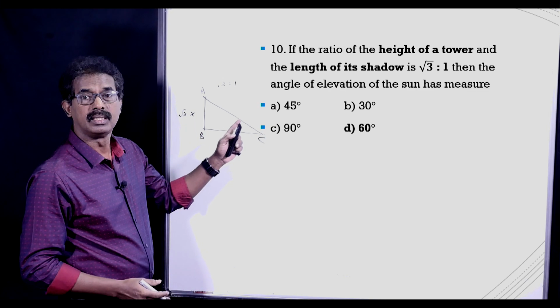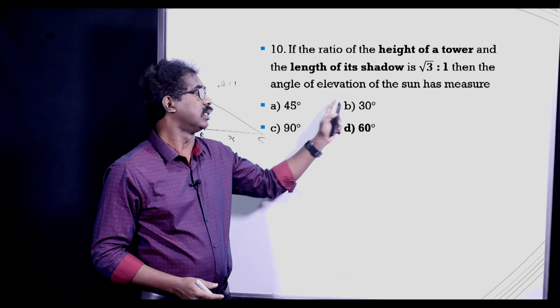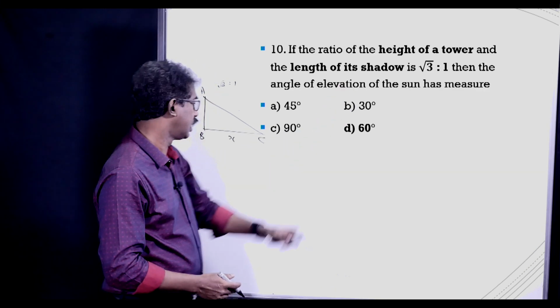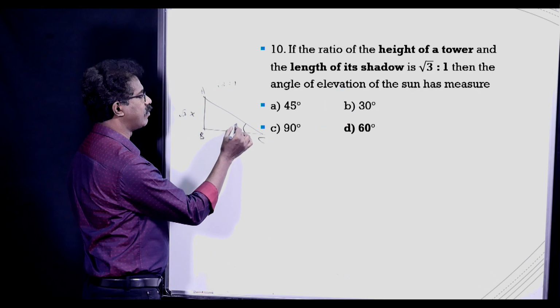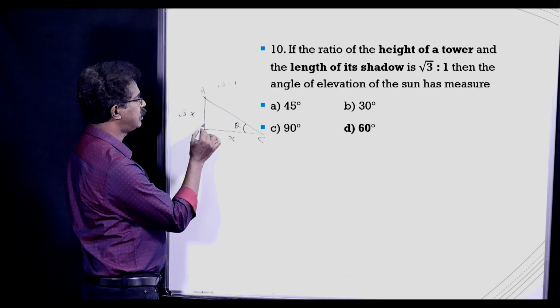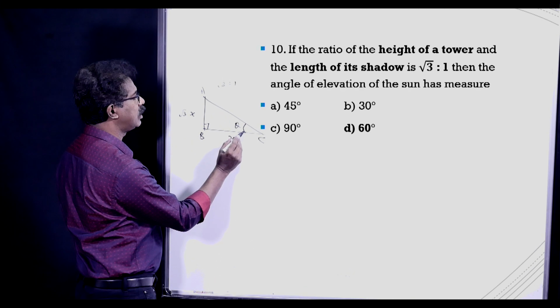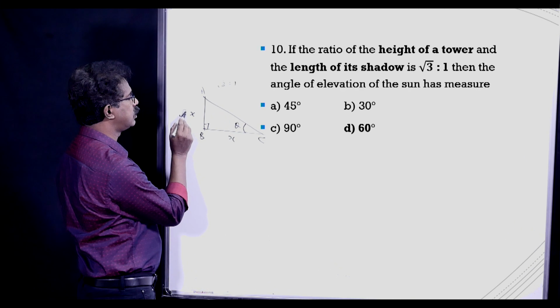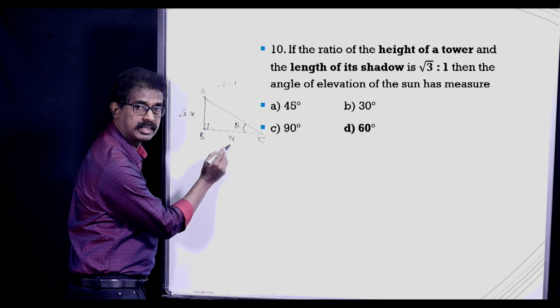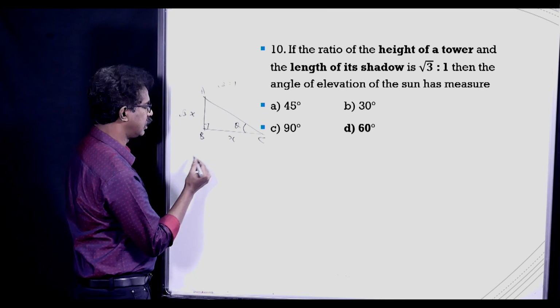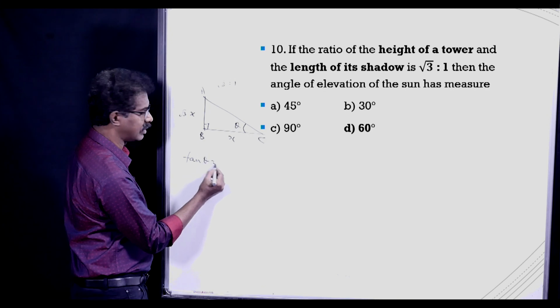What do they ask? Then the angle of elevation. So you have to find theta, very simple thing. This angle is 90, 90's opposite is called what? Hypotenuse, right? So this angle is theta. So this side is the opposite side, and this is what? Adjacent. Opposite, adjacent, it is in tan. So you find tan theta.